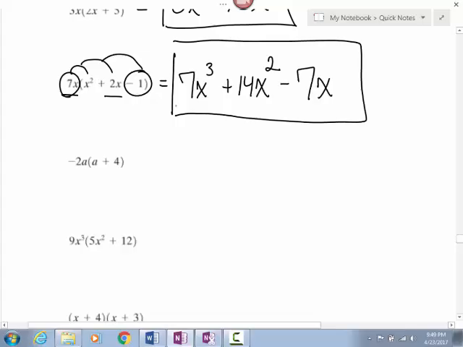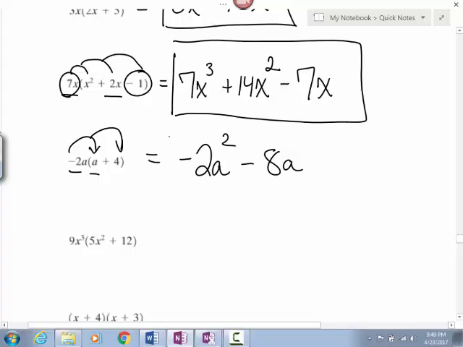In the next problem, we'll do it the same way. So we'll go ahead and distribute our negative 2a to both terms. So negative 2a times a is a negative 2a squared. And negative 2a times a positive 4 is simply a negative 8a. So again, you can see that essentially all we're doing here in these problems is just using the distributive property.